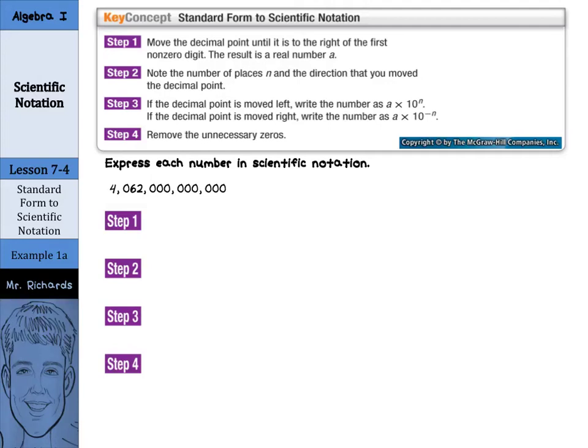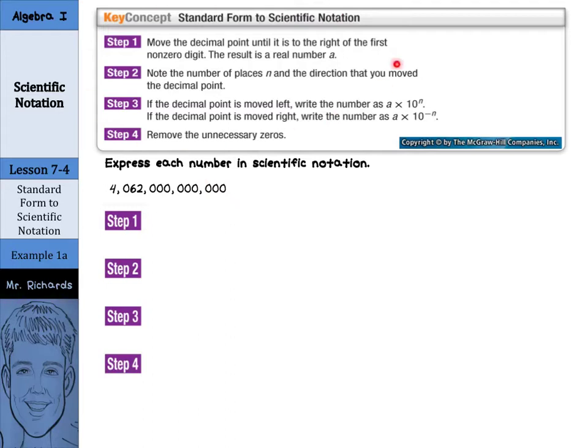Hi, Mr. Richards here, and today's algebra lesson is on scientific notation. We will learn how to express numbers in scientific notation and how to find products and quotients of numbers expressed in scientific notation. Now, our first examples deal with standard form to scientific notation. So our numbers will be written in standard form and we need to get them into scientific notation.